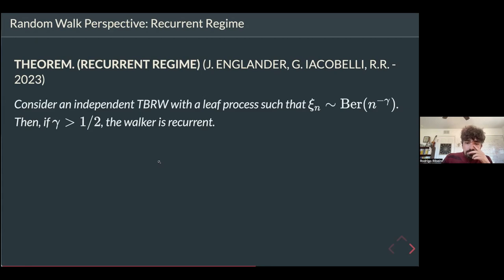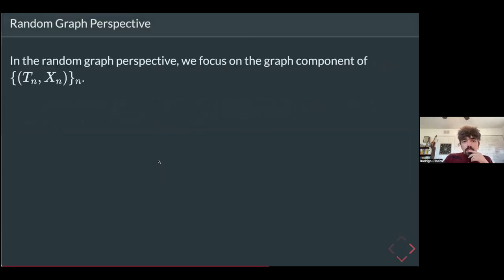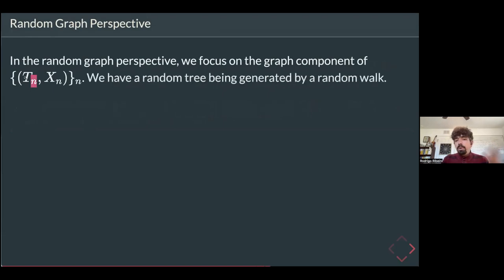And now let's shift to the random graph perspective. In the random graph perspective, we focus on the first component, the graph component of the process, which is Tn. Well, what we have here is a tree being built by a random walk. Well, this idea of generating, I'm sorry?